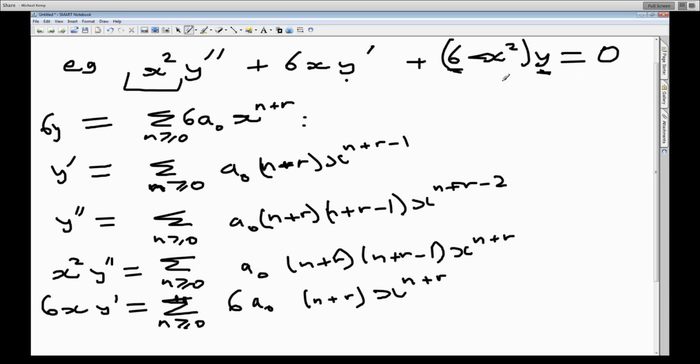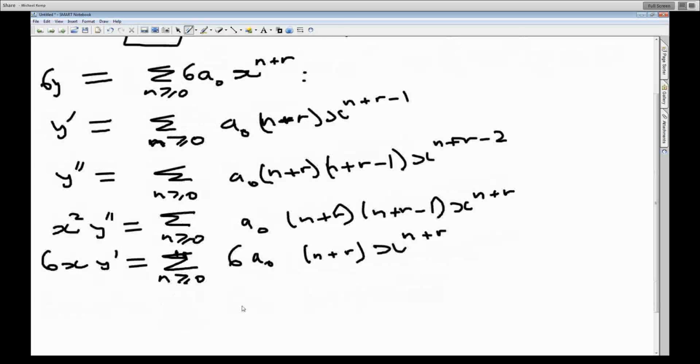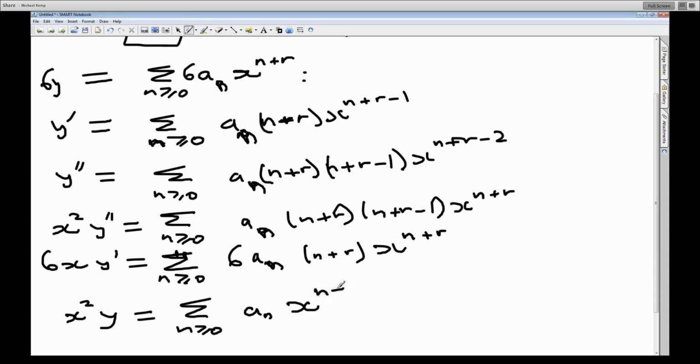So the other term we have to really worry about is the x squared, what y looks like. So that'd be summing n equals 0 of a to the n. Let's get all these things right here. A to the n of x to the n plus r, and we're getting add 2.